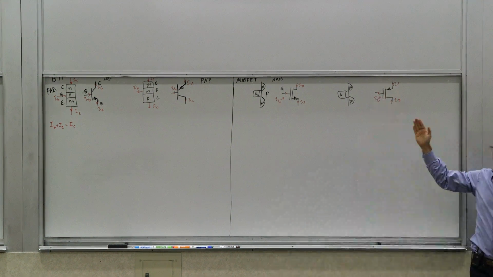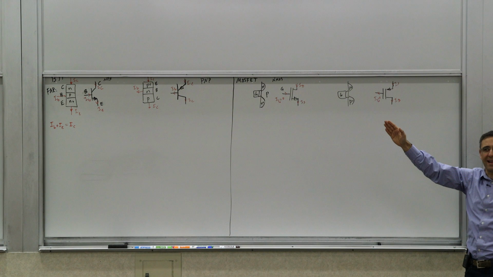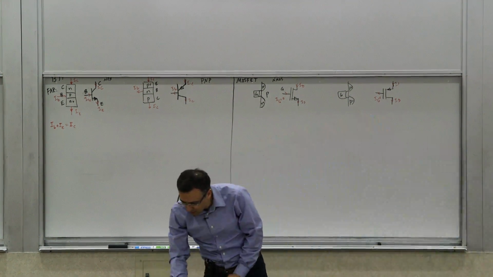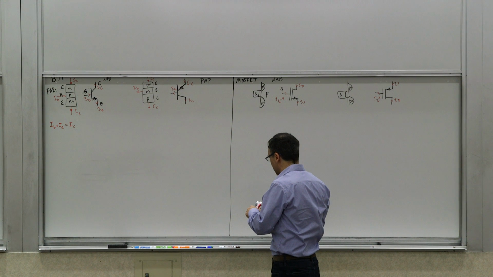So you can see the parallel, right? I mean, you can see the NMOS and NPN have the same flow of current, and PMOS and PFET have the same flow of current. Okay, fine. So this is the basic drawing.